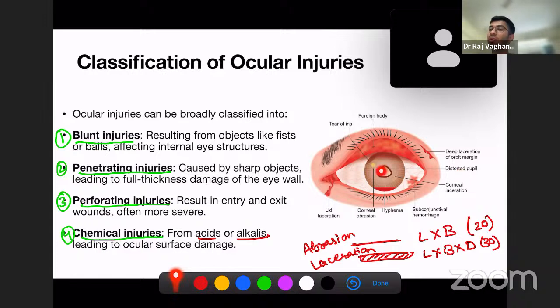Like distorted pupil, you can draw any shape of distorted pupil. Corneal laceration, you can draw any shape of the corneal laceration. Deep laceration of orbital margin, you can draw any shape. Subconjunctival hemorrhage, you have to draw it in red color. Hyphema means collection of blood in the cornea; you will show it as if blood is flowing in the lower portion of the cornea. There can be corneal abrasion, there can be lid laceration, there can be tear of the iris, there can be foreign body. So just remember these points, or it would be better if you just draw this diagram.